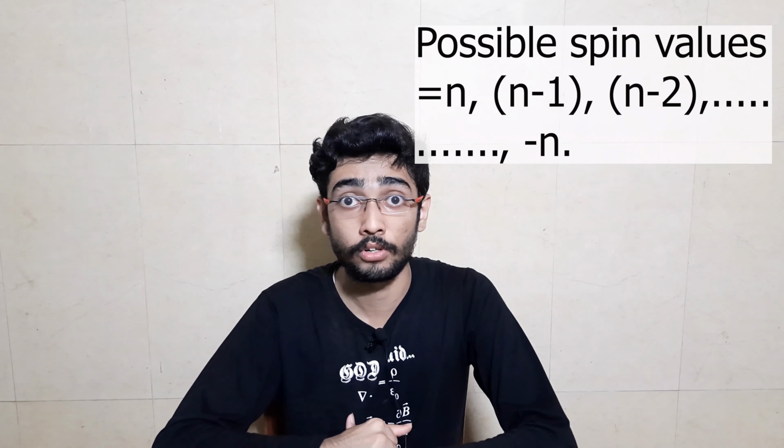But how many spin values can a particle take? Say a particle is a spin n particle, where n denotes the maximum multiple of h bar which the particle spin can take. Now keep reducing one from n until you reach negative n. Now count the number of spin values it takes.